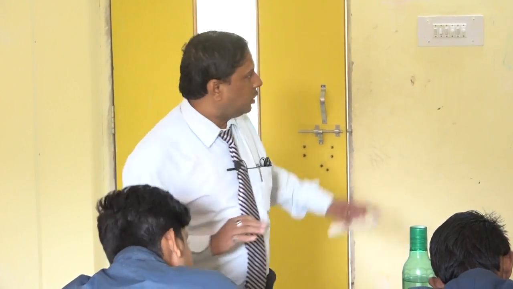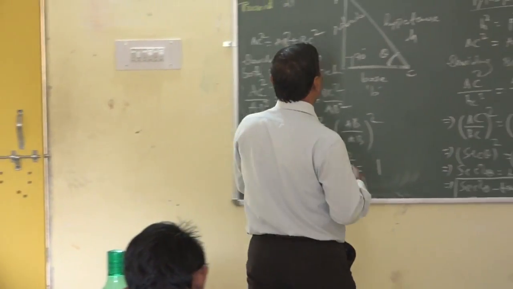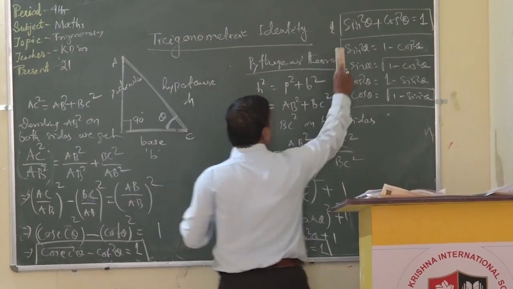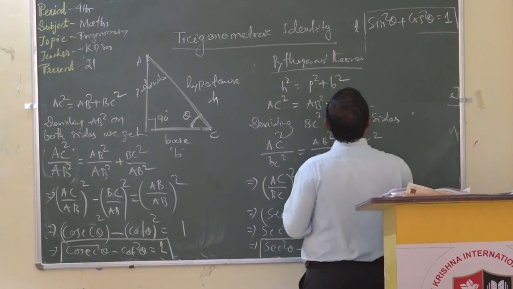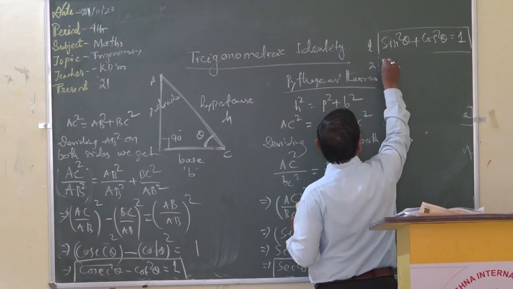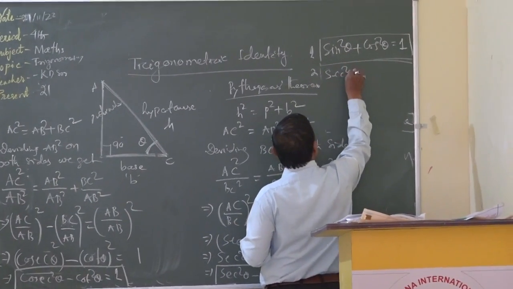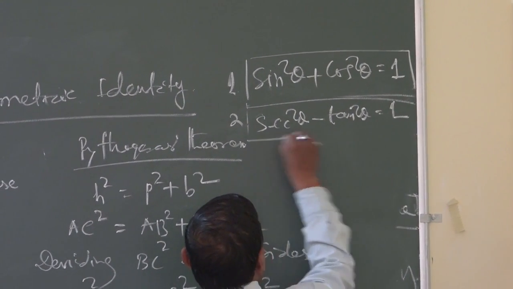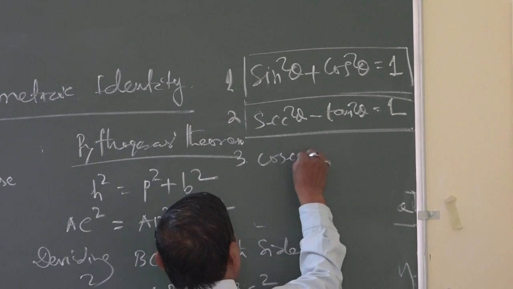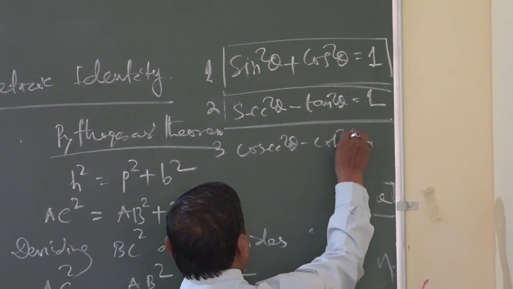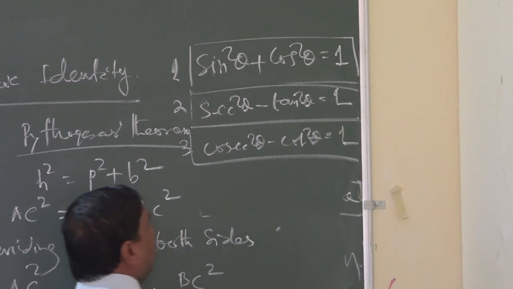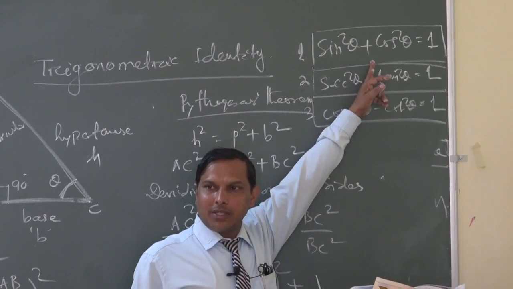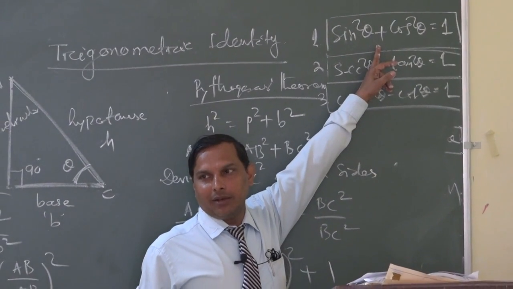Clear, all of you? So these three identities we have got now. What are the three identities? The second one, sec square theta minus tan square theta is equal to 1. The third one, cosec square theta minus cot square theta is equal to 1. Here we are getting the relation between sine square and cos square. We can convert sine in terms of cos, cos in terms of sine.